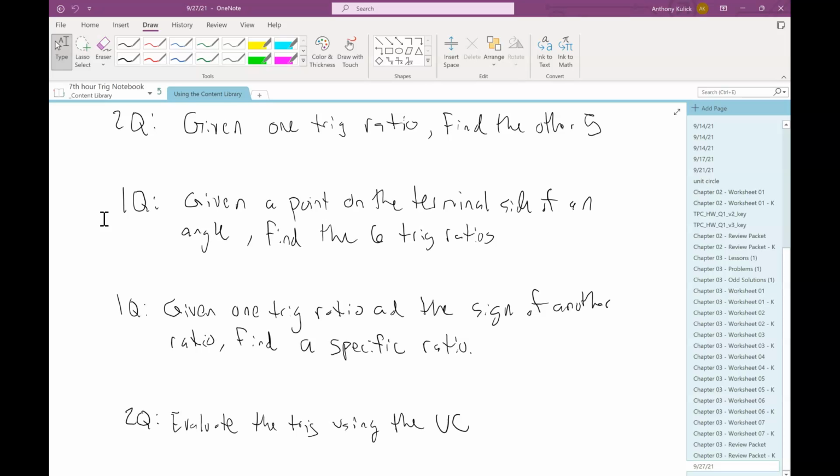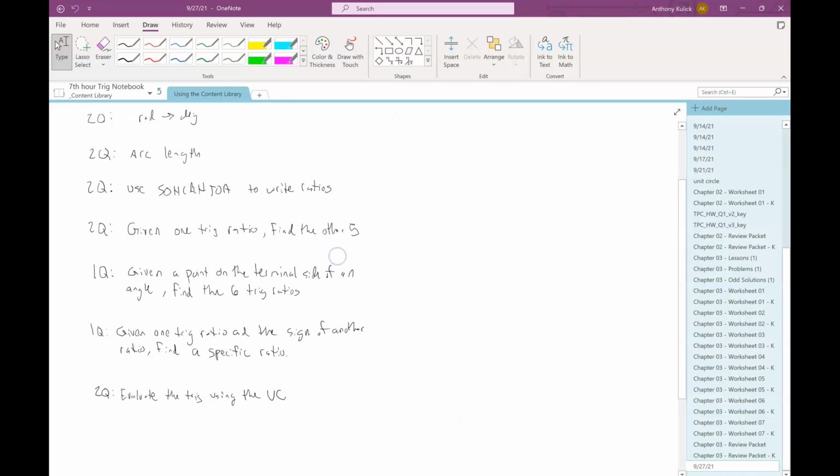Say that one more time, sorry. That's okay. Let's just write it down. So sine and cosecant are reciprocals. Cosine and secant are reciprocals. And then tangent and cotangent are reciprocals.